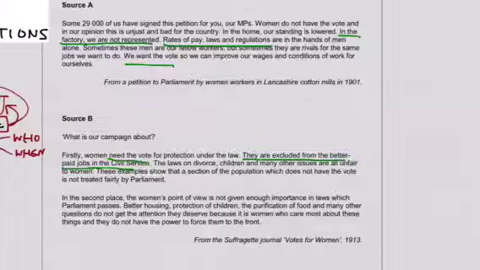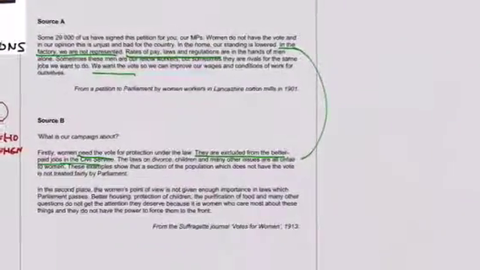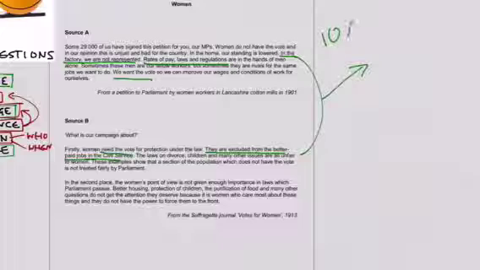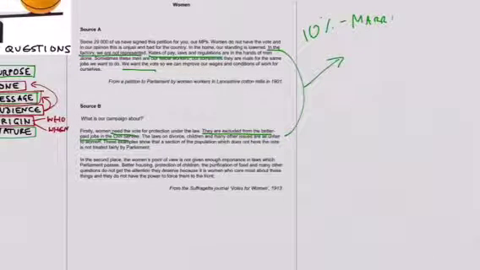Now at this point you should be thinking, right, okay, I've got a point here that I can make. What about my contextual knowledge? And straight away you can think about the economic position of women at the start of the 20th century. We know that only 10% of married women were in work at this time. That's not particularly helpful, writing it like that, but 10% of married women were in work at this time.